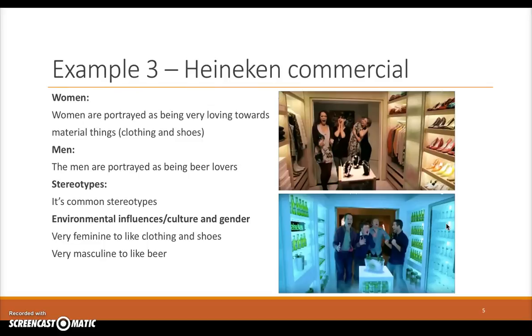And then the third and last example of gender differences, we have chosen a Heineken commercial, where in the beginning of the commercial we see 4 women going into a walk-in closet filled with clothing and shoes. And then afterwards we see 4 guys going into a walk-in closet filled with Heineken beers, which is 2 pretty common stereotypes: that women are crazy for material things such as shoes and other clothing, and men are portrayed as being beer lovers basically, which are very common stereotypes.